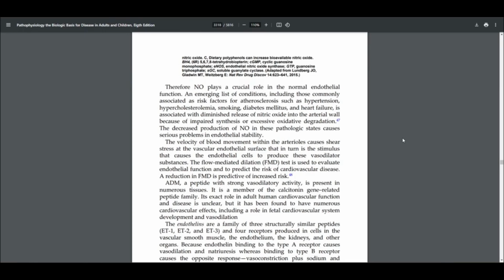Therefore, nitric oxide plays a crucial role in normal endothelial function. An emerging list of conditions, including those commonly associated as risk factors for atherosclerosis such as hypertension, hypercholesterolemia, smoking, diabetes, and heart failure, are associated with diminished release of nitric oxide into the arterial wall because of the impaired synthesis.